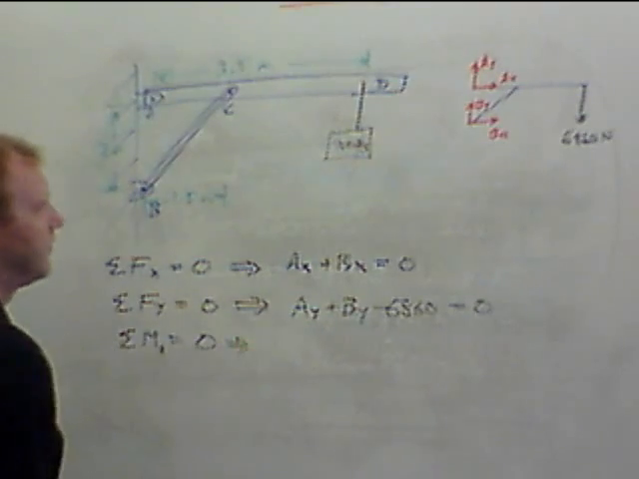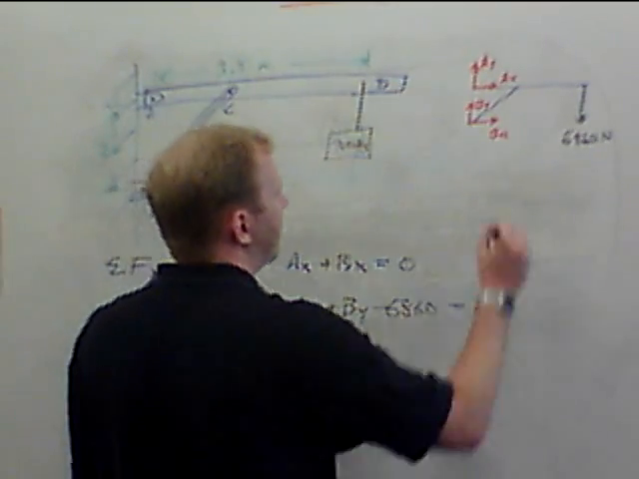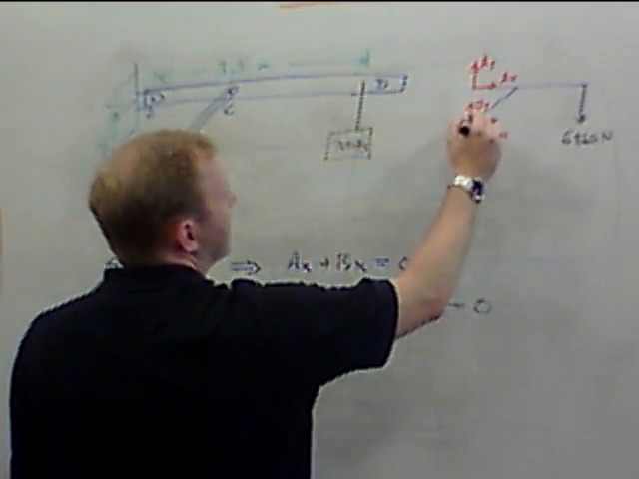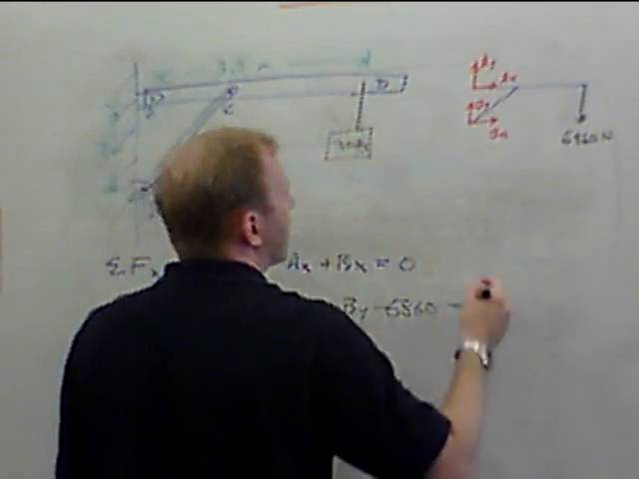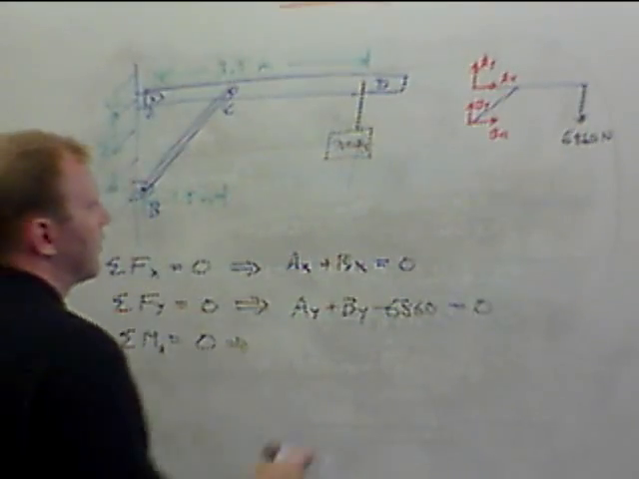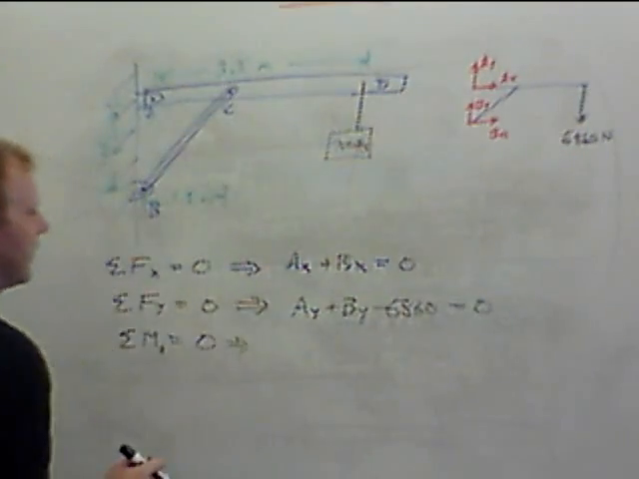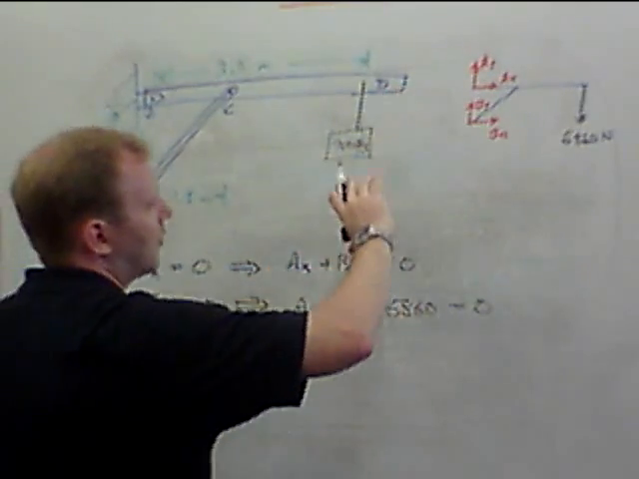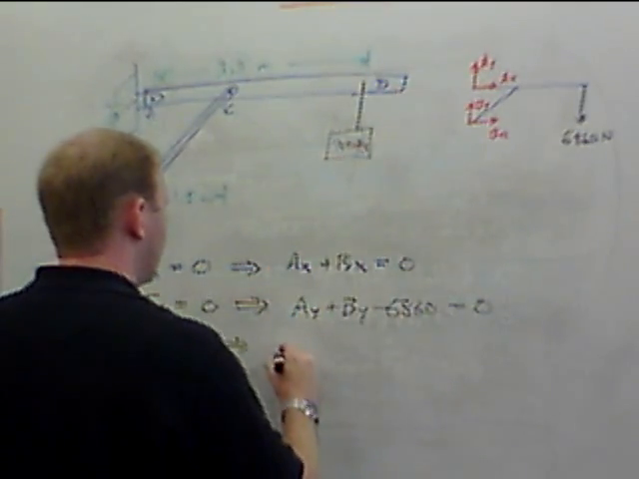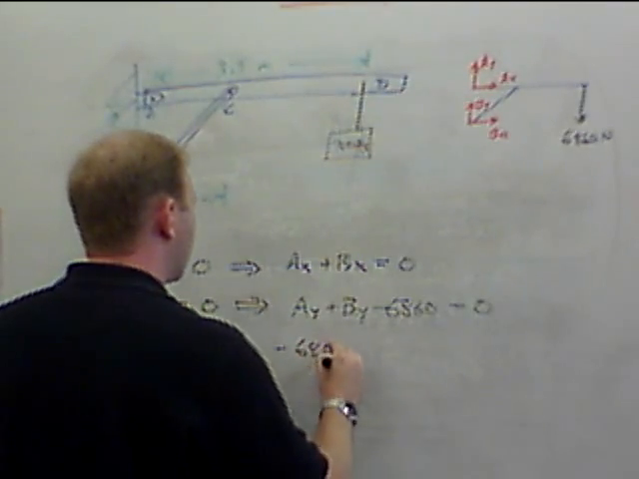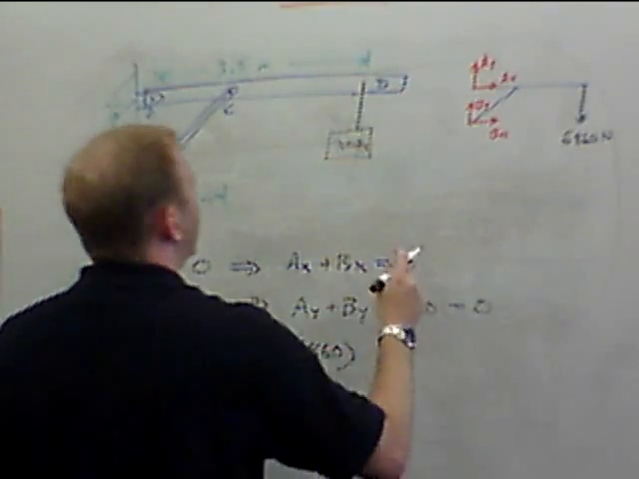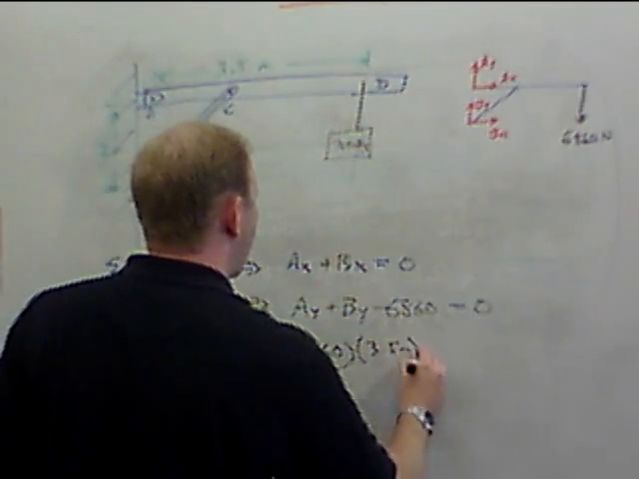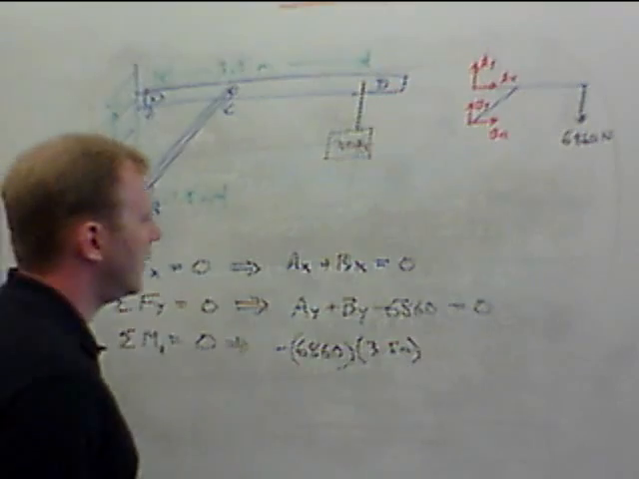That gives me summation of moment about A. That means both AX and AY have no moment. That also means BY has no moment. So we're left with BX and the 6860 applied force. The 6860 works clockwise, so that's minus 6860 times its moment arm, which is 3.5 meters.